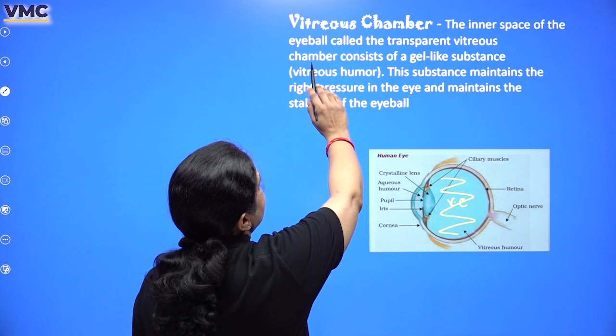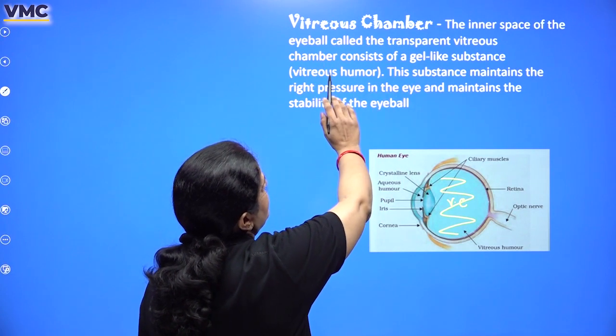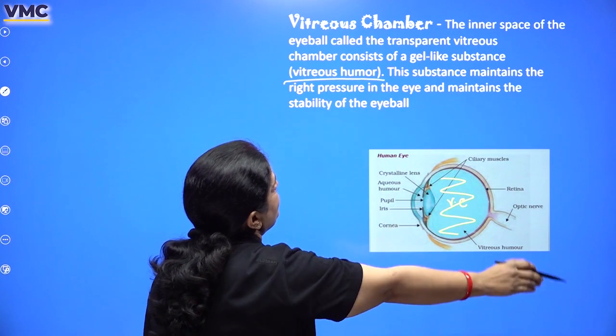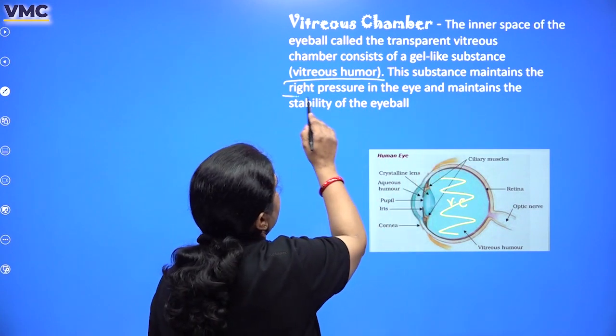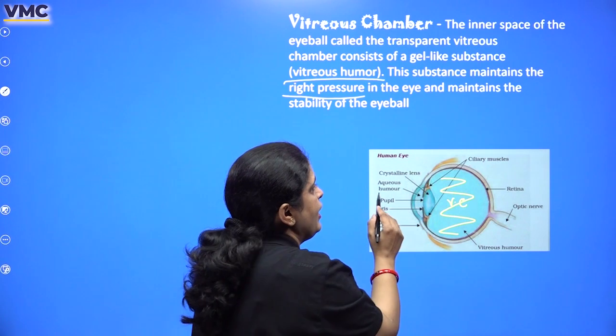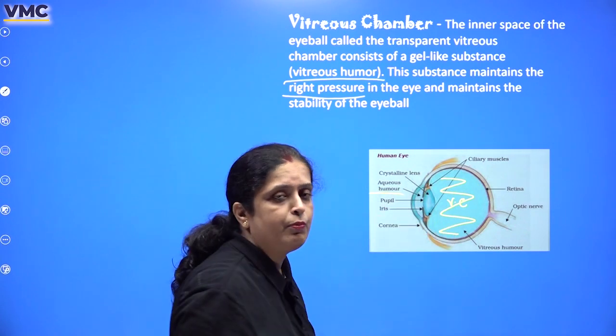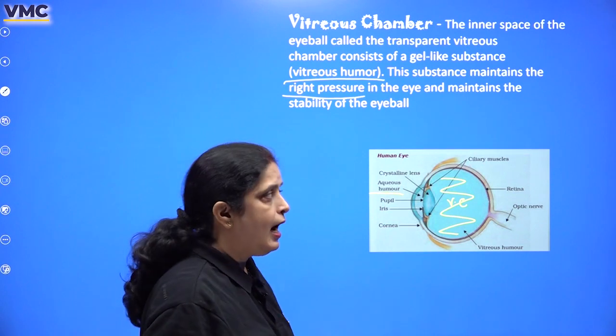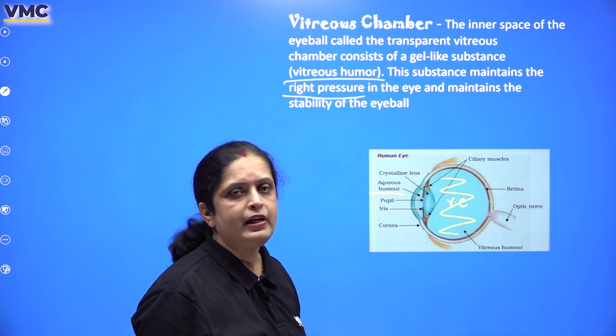So the inner space of the eyeball, called the transparent vitreous chamber, consists of a gel-like substance called the vitreous humor. It maintains the right pressure. Now always understand, aqueous humor and vitreous humor both are responsible for maintaining the right pressure for the eye and also the structure of the eye.